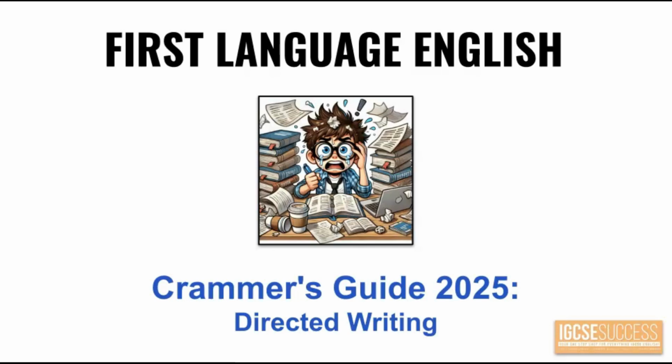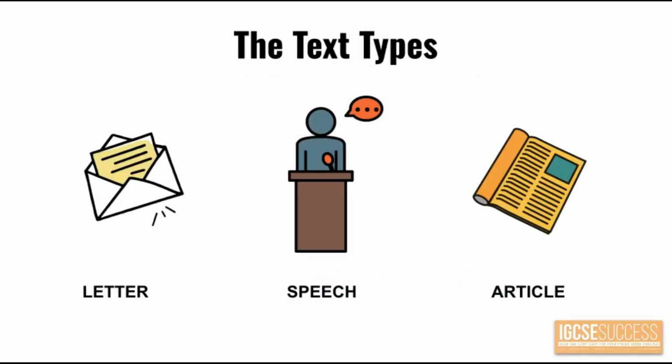In this video, I'll be taking you through not one, not two, but 3 past paper directed writing questions, one for each text type. So buckle up, grab your favorite beverage of choice, a notebook, a pen, highlighter, etc. and let's get started. So yes, welcome to another edition of my CRAMMER'S guide, this time focusing on FLE, First Language English Paper 2, specifically the directed writing component.